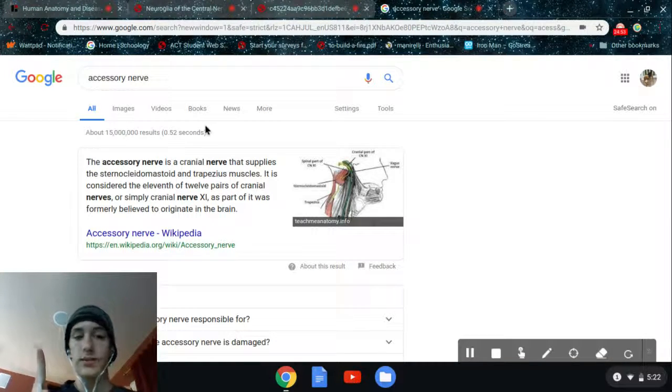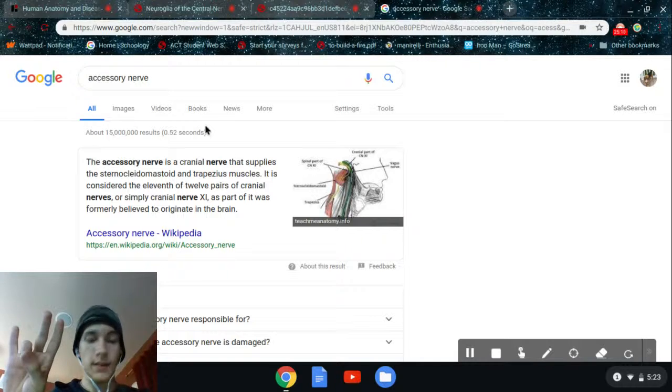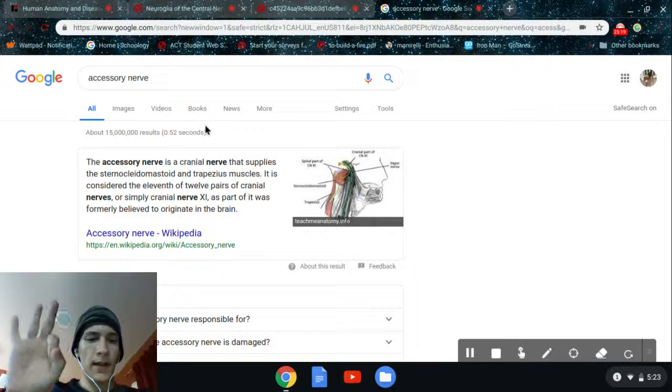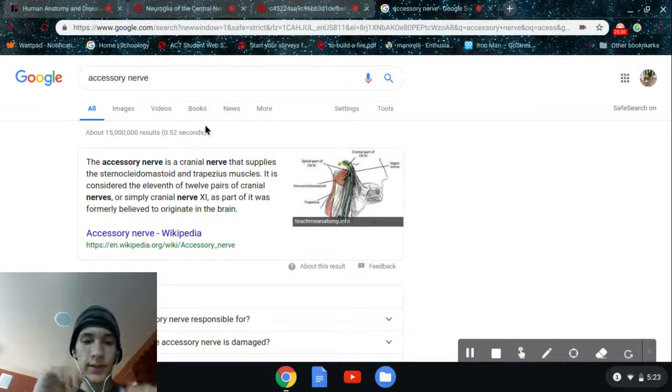Cranial nerve 1 is olfactory. Nerve 2 is optic. 3 is oculomotor. 4 is trochlear. 5 is trigeminal. 6, this is sign language for 6, is abducens. 7, sign language for 7, is facial. 8, sign language for 8, is vestibulocochlear. 9 is glossopharyngeal. And then 10 is your vagus. And 11 is your accessory. And 12 is your hypoglossal.